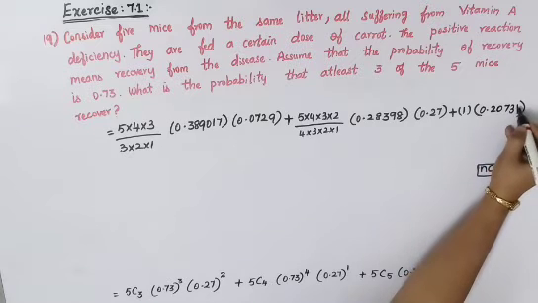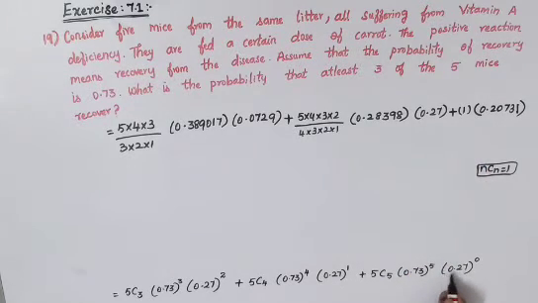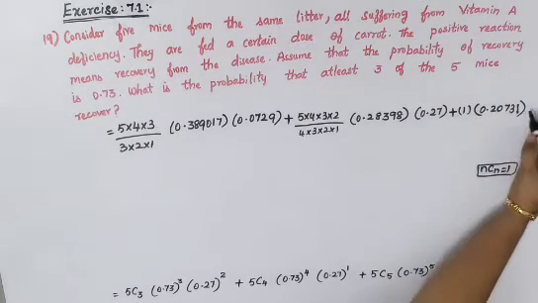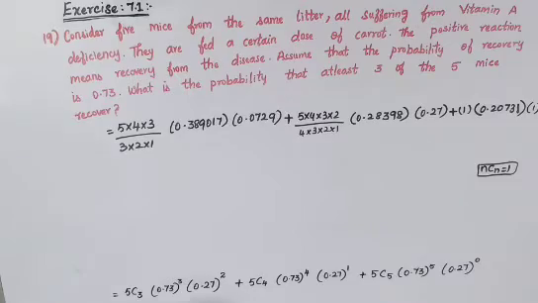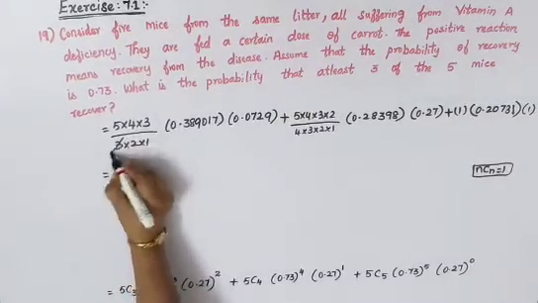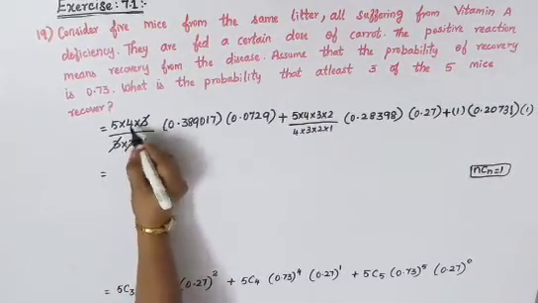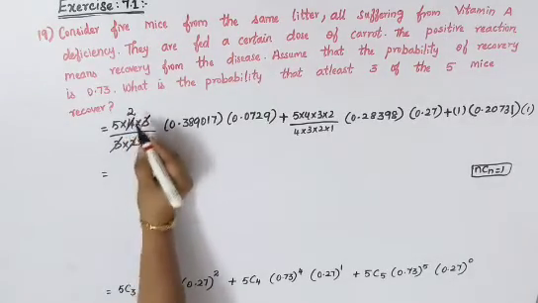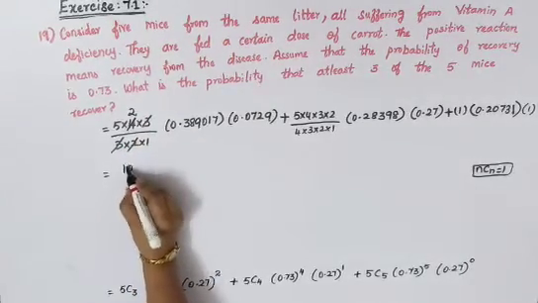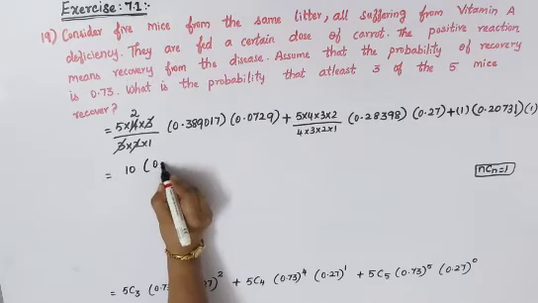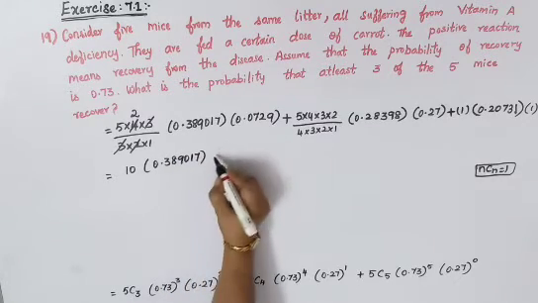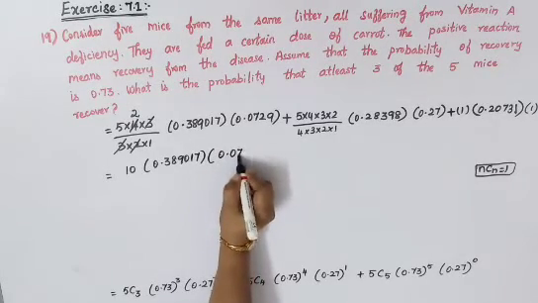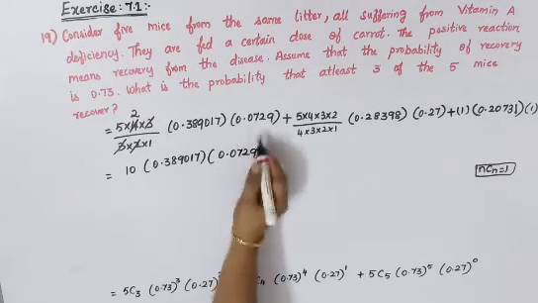0.20731 into, this is 0.27 the whole power 0, anything to the power 0 will become 1. So now this next step of solving, 3 and 3 you can cancel, 2 and 4 you can cancel, you will get twice. So 5 twos are 10 will be there, into 0.389017, again into 0.0729. So these two parts as it is.